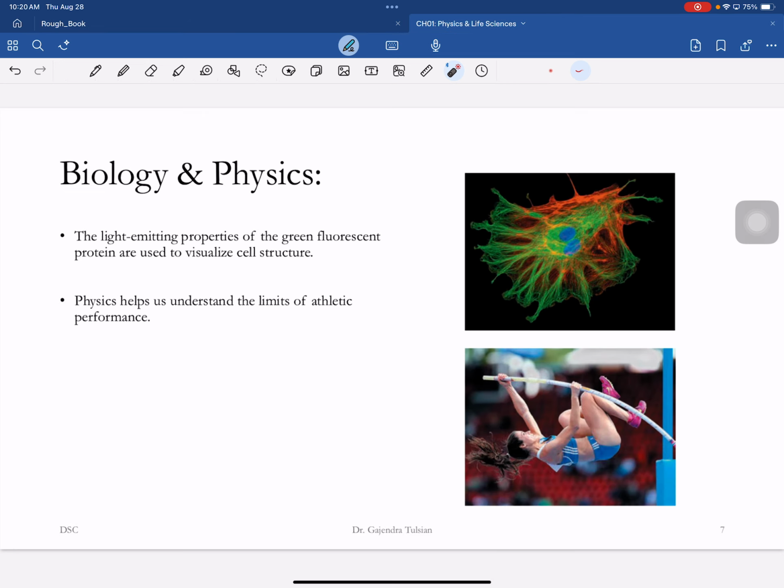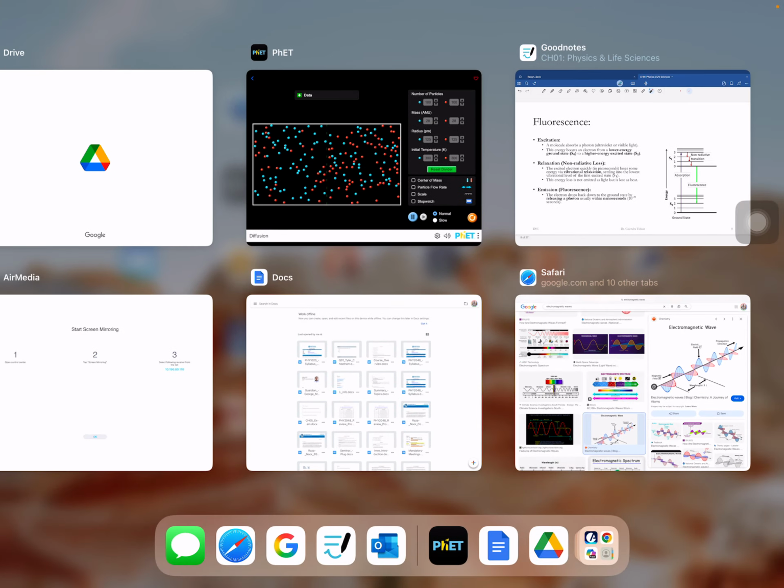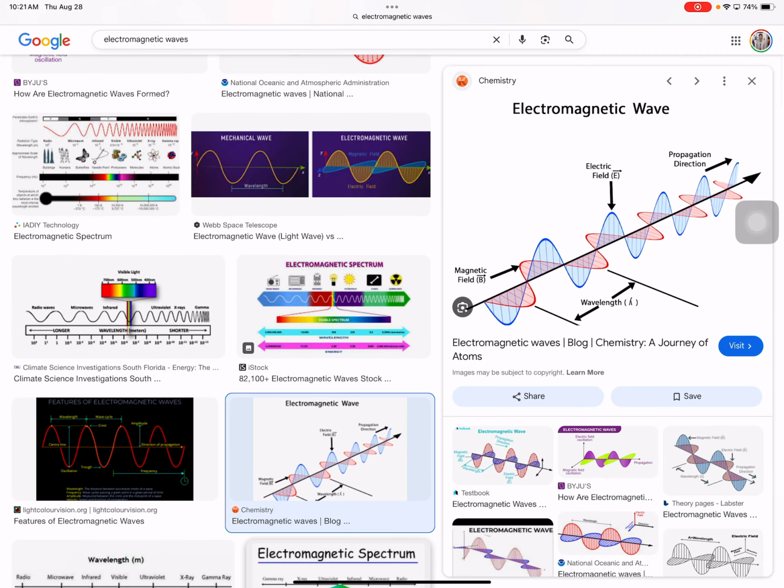All right, so we want to understand how this picture is taken. There are molecules that fluoresce. And here's what this fluorescence means. So now what we'll do is, let me show you.